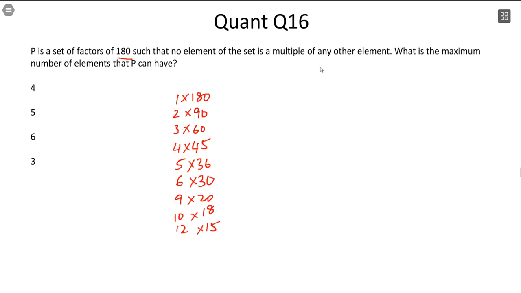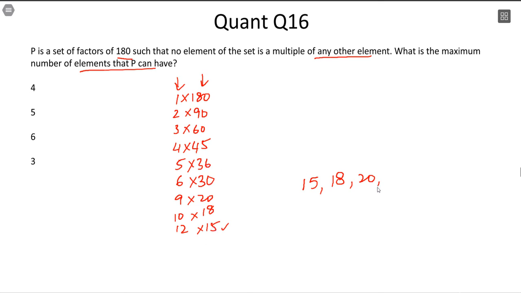Now, whatever set you are making, no element of the set should be a multiple of any other element. What is the maximum number of elements that set can have? Try to make a set either from this side or from this side and include as many numbers as you possibly can. So if I end up taking 15, can I take 18 now? Yes. Can I take 20 now? Yes. Can I take 30 now? No, because 15 is there, 30 cannot come.